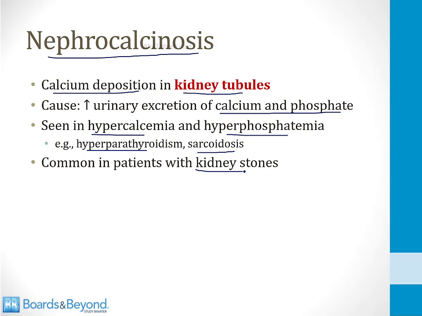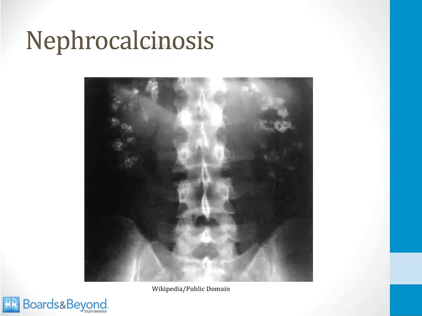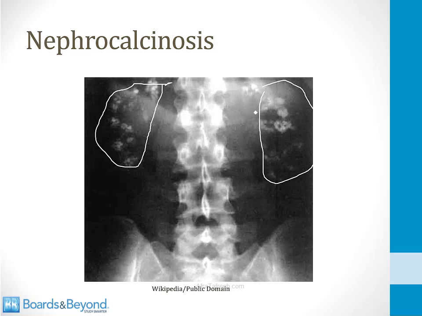But in addition to kidney stones, these patients can develop nephrocalcinosis. This is an X-ray from a patient with nephrocalcinosis. This is the right kidney here. This is the left kidney over here. And you can see that inside the kidneys there are white fluffy areas. That is caused by calcium deposition. This is an example of metastatic calcification. It's also an example of nephrocalcinosis.